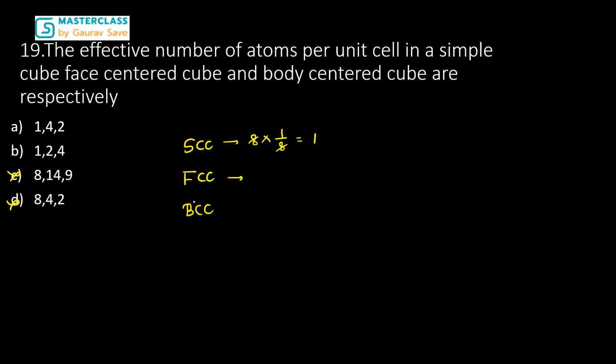Now in case of face center, 8 atoms are at corner. So 8 into 1/8 and 6 atoms are present at face center. So 8 will get cancelled out and 6 times 1/2 is 3. So 1 plus 3 will give us 4. So definitely option A is the correct answer because 1 and 4 is present in option A only. And in case of body center, 8 atoms are present at corner, and one atom is present at center, so its contribution is total 1. So 8 will get cancelled out. 1 plus 1 will give us 2. So 1, 4, 2, which is option A, is the correct answer.